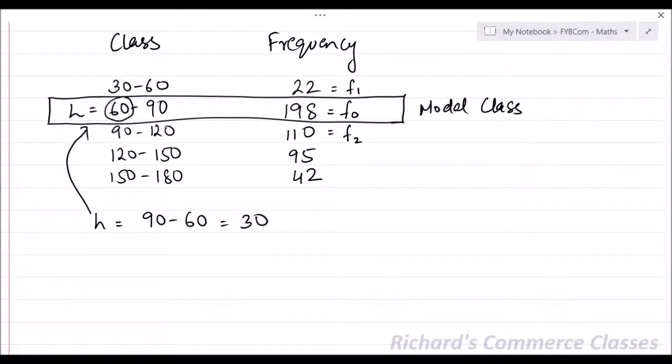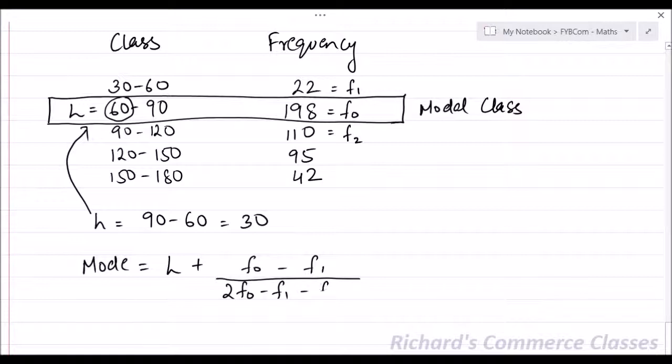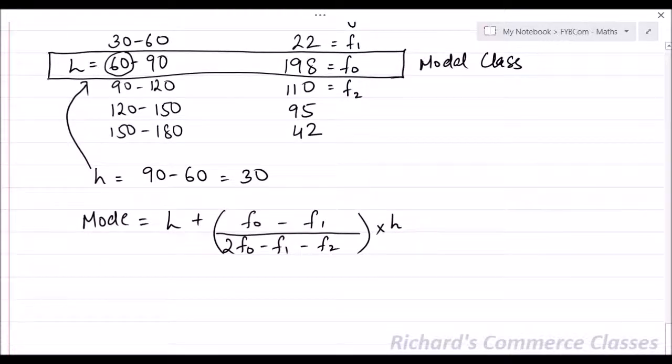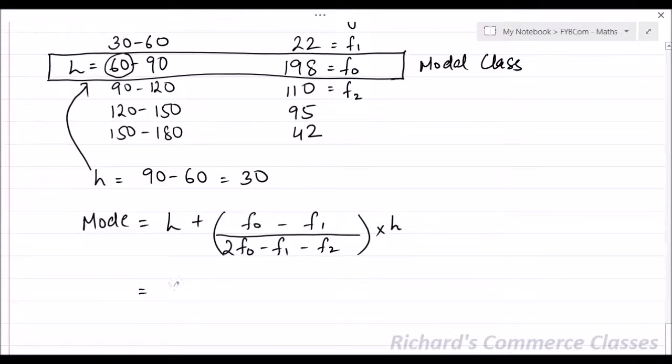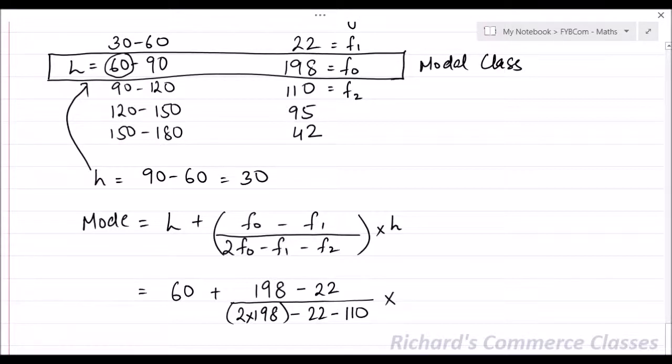Now let us use the formula. Mode is equal to L plus (F0 minus F1) divided by (2F0 minus F1 minus F2) into H. That is equal to 60, L which we marked was 60, plus F0 is 198 minus F1 is 22 divided by 2 into 198 minus 22 and minus 110, into 30.